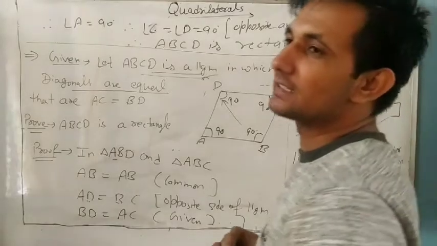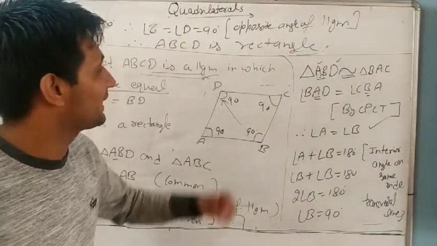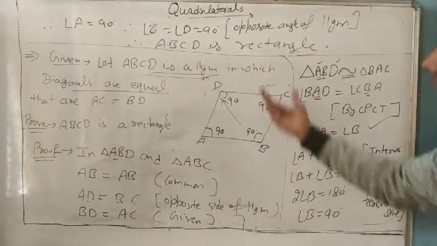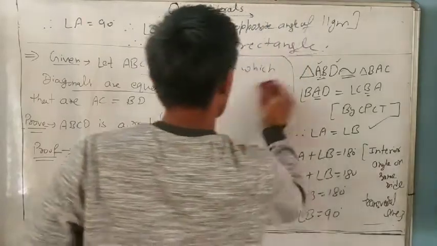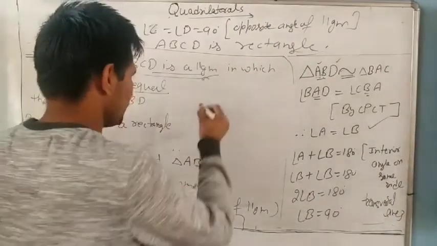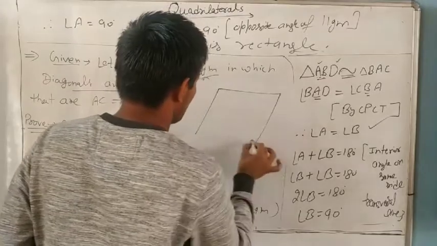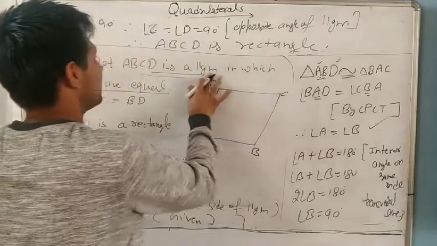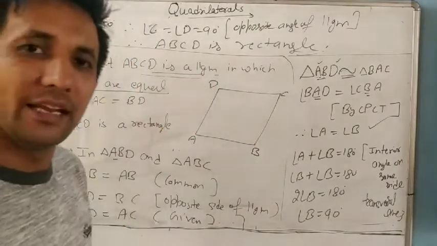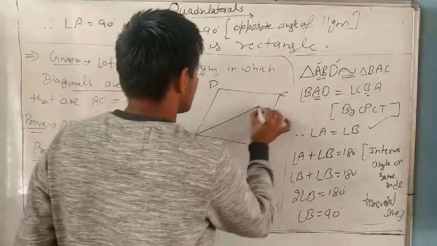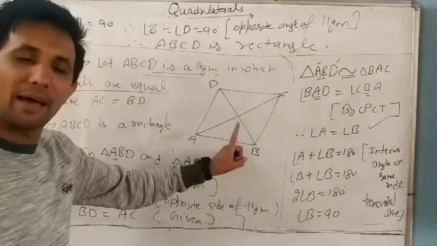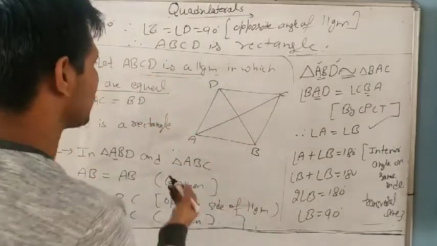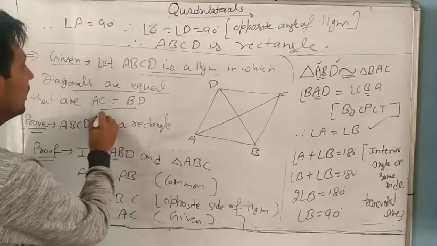What property did I tell you? Rectangle: each angle is 90 and diagonals are also equal. But diagonals are already given equal. Only we have to show that each angle is 90, and we proved that each angle is 90 degrees. I know it is a somewhat difficult question, but if you understand how to approach the answer, you can solve it very easily. Okay, so again I am explaining it. ABCD is a given parallelogram, and its diagonals are already given equal. So diagonals are equal means AC equal to BD.